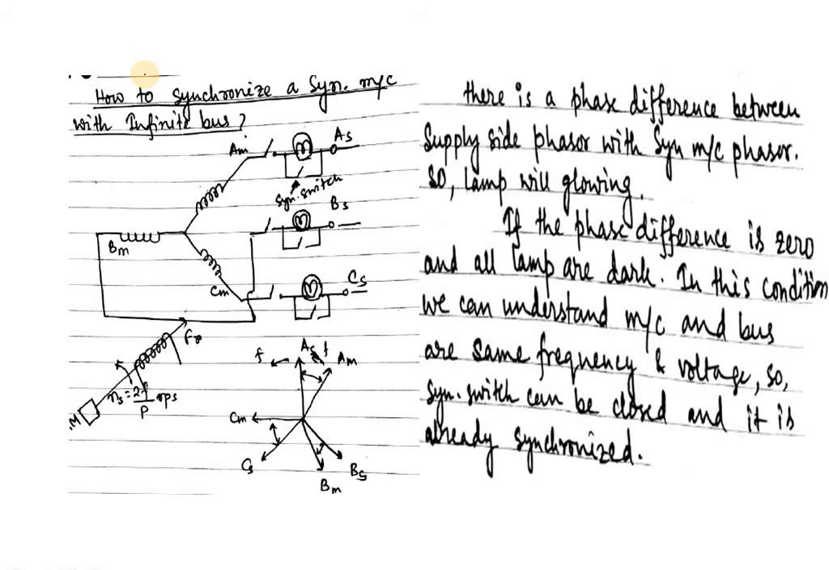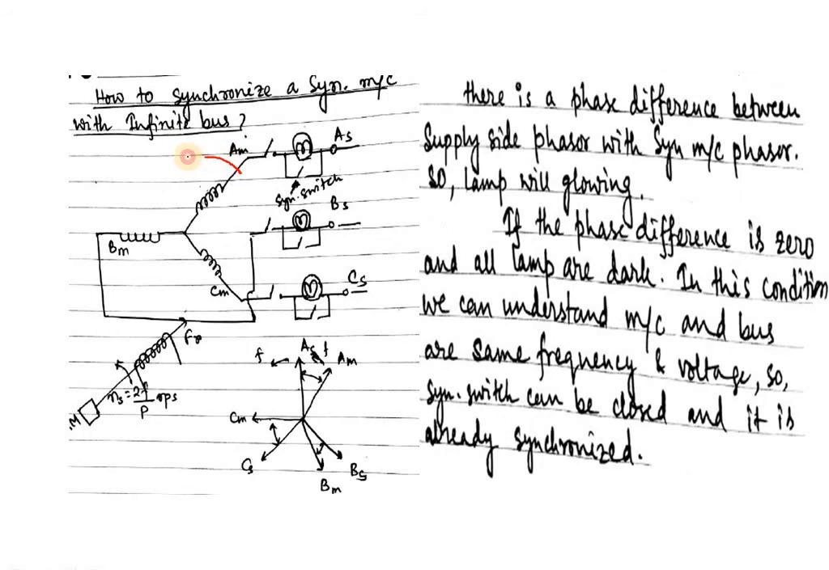For understanding how the synchronous machine is connected with the infinite bus, we will make it in the simplest way to understand how the bright and dark lamp method can be implemented for synchronization of a synchronous machine with an infinite bus.